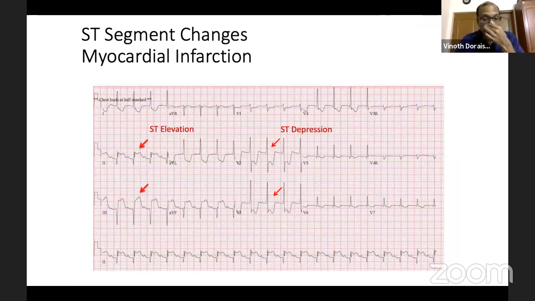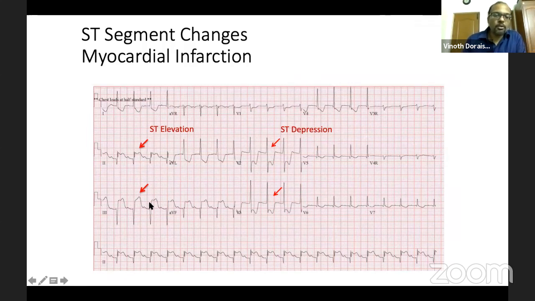Now again, coming to the same ECG which we saw before. I told you that you have the Q waves in lead 2, 3 and AVF, and you have the ST segment elevations in lead 2, 3 and AVF. Okay, and you have an ST segment depression in lead V2 and V3. So what happens is, if you have a myocardial infarction, for example, this patient is having a right coronary artery blockage or an inferior wall myocardial infarction, you will have deep Q waves in that segment along with ST segment elevations in that segment.